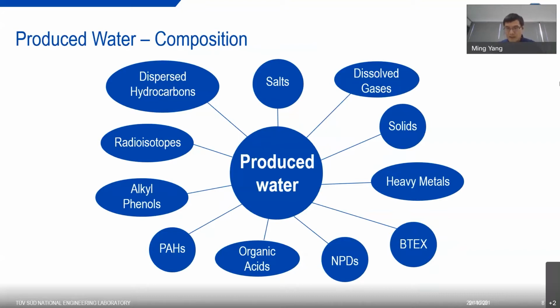BTEX, that's single-ring aromatics: benzene, toluene, ethylbenzene, xylene. NPD, we are talking about two-ring aromatics and so on: naphthalene, phenanthrene, dibenzothiophene. Organic acids, we're looking at essentially carboxylic acids and naphthenic acid. PAH is polycyclic aromatic hydrocarbon, where the aromatics contain 3 or more rings. Phenols, radioactive materials, and of course, dispersed hydrocarbons.